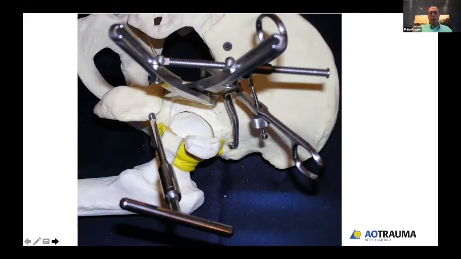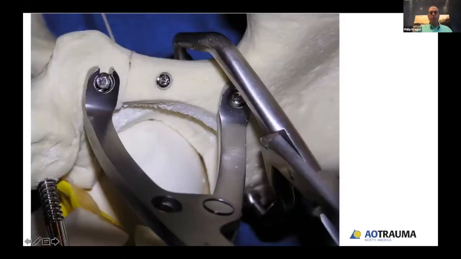A sawbone model of the exact same setup. There you see utilizing it for a reduction and fixation of a transverse posterior wall. There's a close-up with a lag screw placed across the posterior aspect of the transverse fracture.